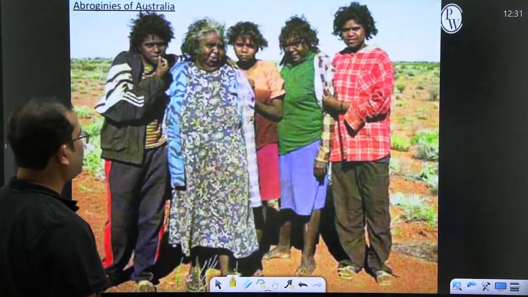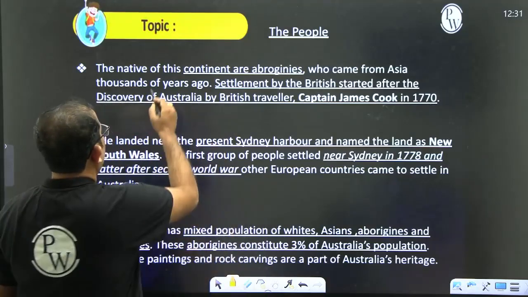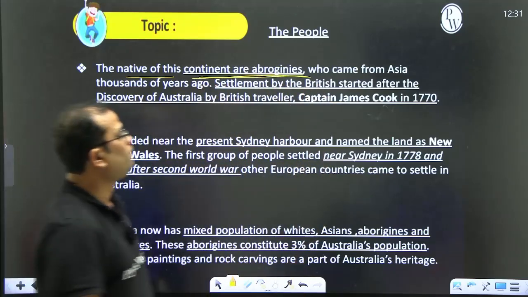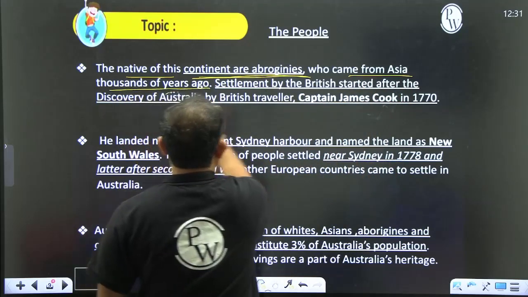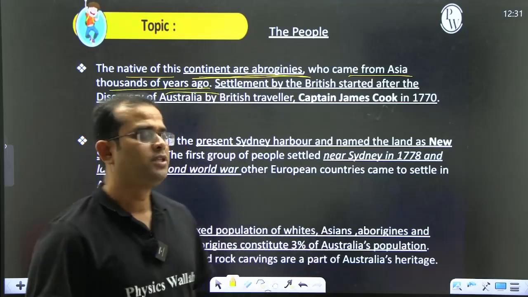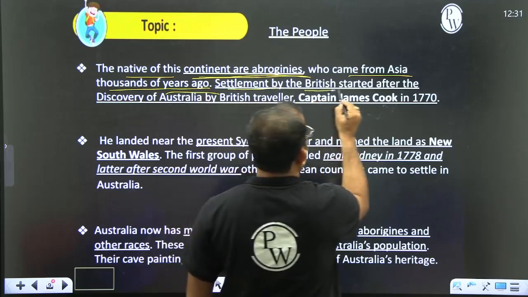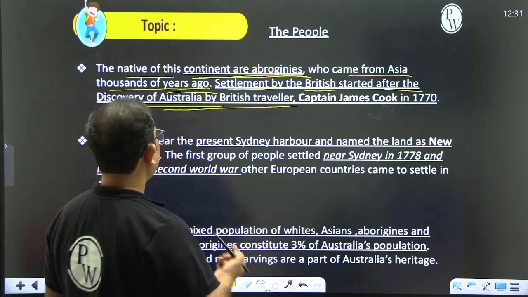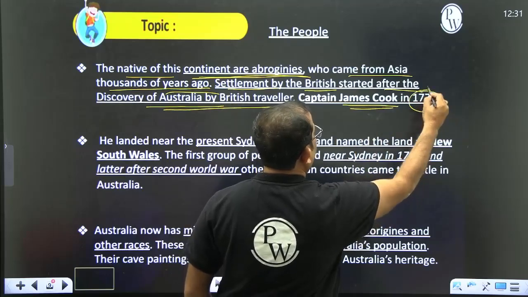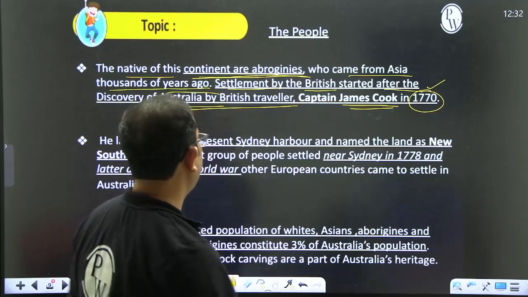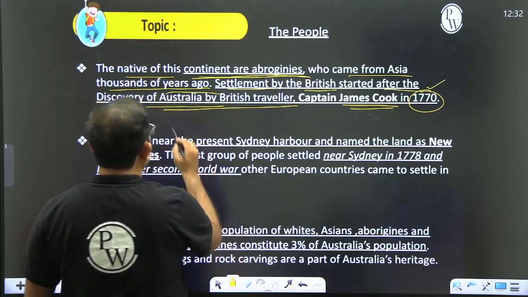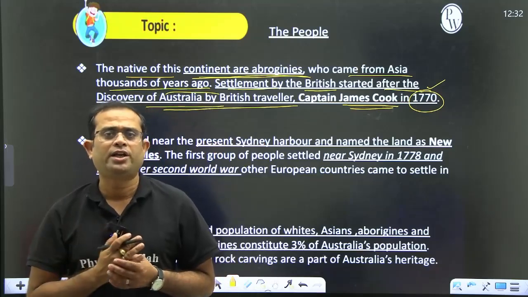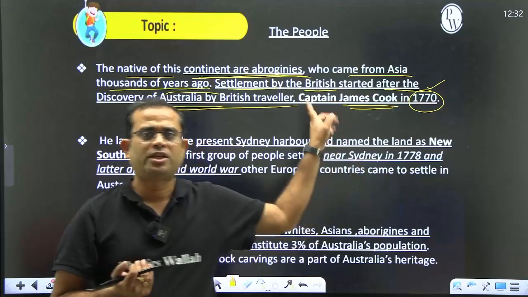These are the Aborigines of Australia. Coming back to this page, if we go for the people of Australia, the natives of this continent are Aborigines, who came from Asia thousands of years ago. Settlement by the British started after the discovery of Australia by the British traveller Captain James Cook in 1770, in the 18th century.